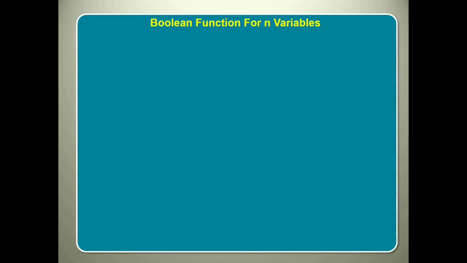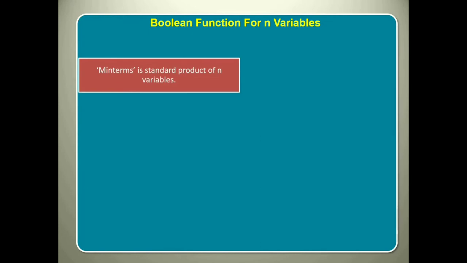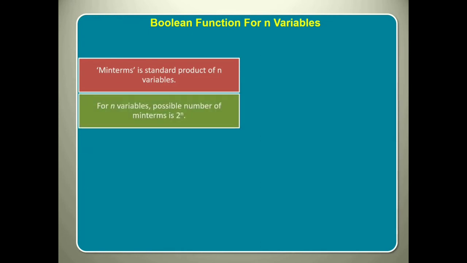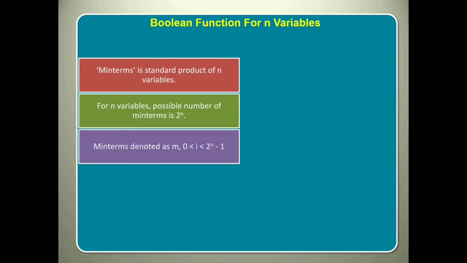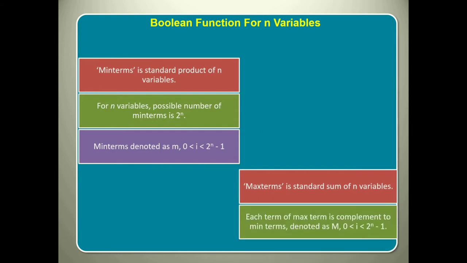Now let us learn Boolean functions for n variables. Minterms is standard product of n variables. For n variables, possible number of minterms is 2n. Minterms is denoted as shown on the screen. Maxterms is standard sum of n variables. Each term of Maxterm is complement to minterms, denoted as shown on the screen. Detail about algebraic representation of Boolean function with help of truth table is covered in the next few slides.